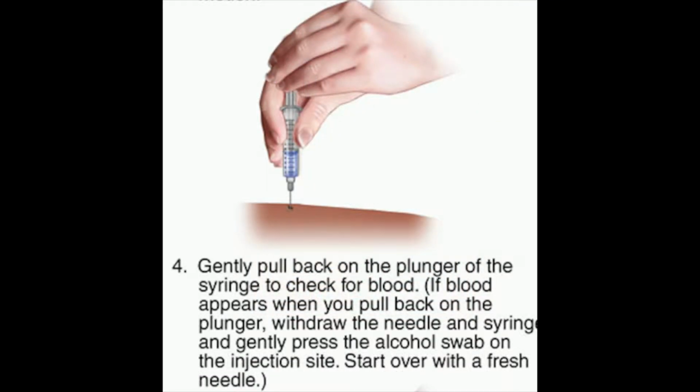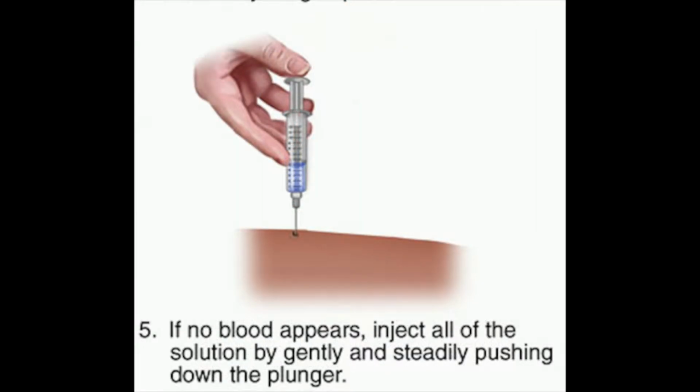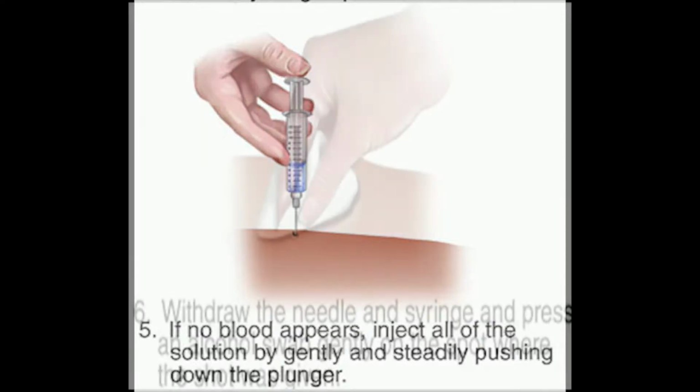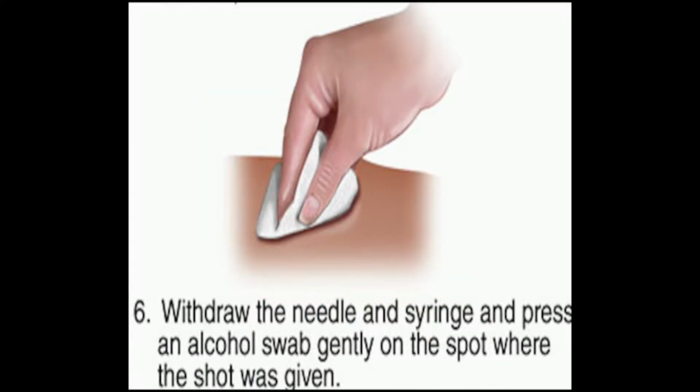Unless injecting a vaccine, the syringe plunger is withdrawn to confirm that the needle bevel is not in a blood vessel. In the absence of blood return, the medication is injected into the muscle and the needle removed. Pressure may be applied to achieve hemostasis. Finally, a bandage is applied to cover the puncture site.